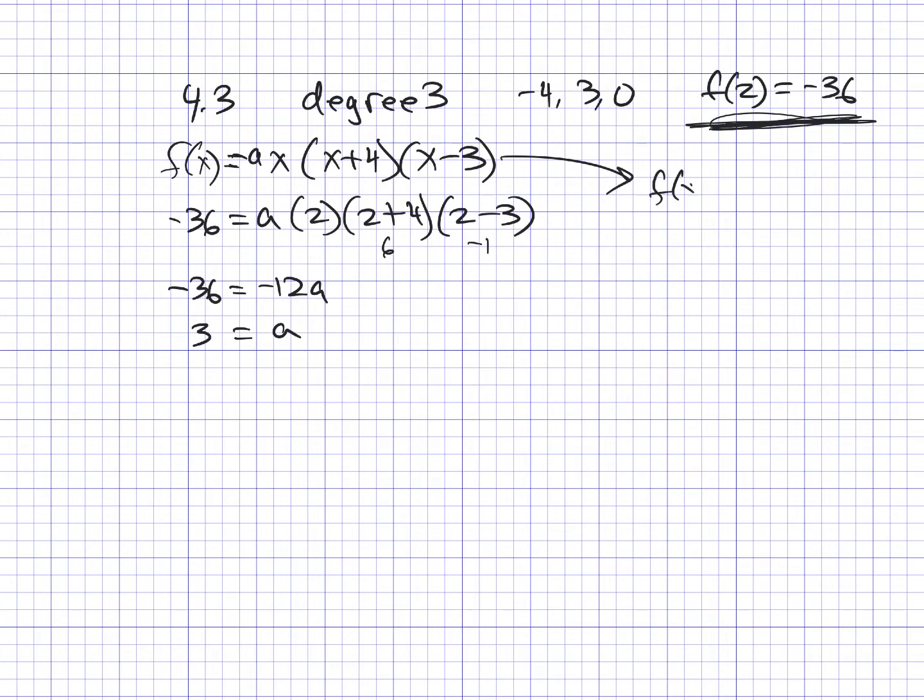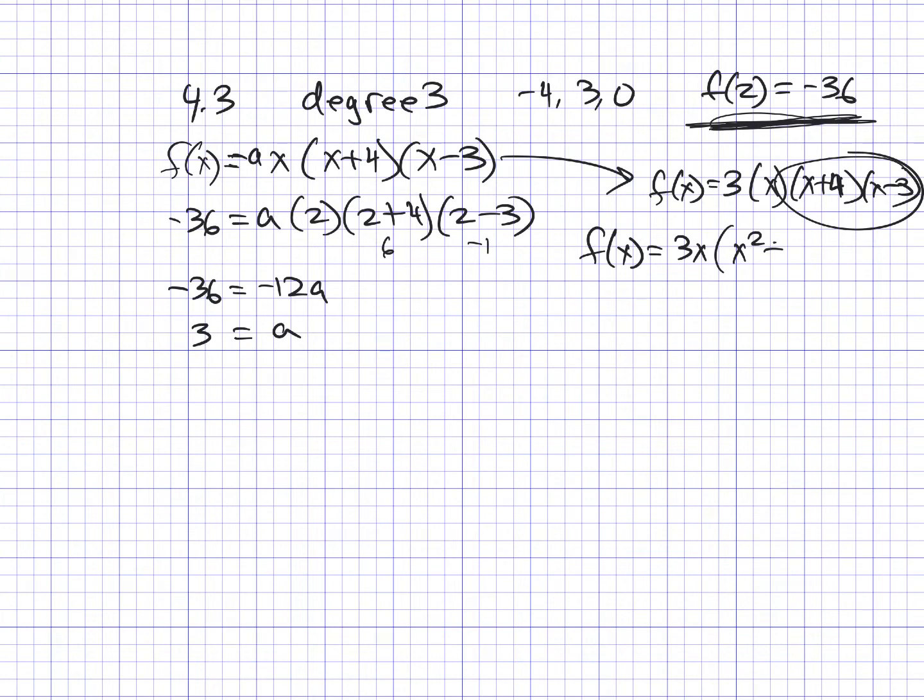Now you have f of x equals 3 times x plus 4 times x minus 3. Let's just distribute. I'm going to go ahead and do these last two first. It's just a preference, that's all. So that's x squared plus x minus 12. And then distribute from there. And that would be your original equation. All right, moving on.